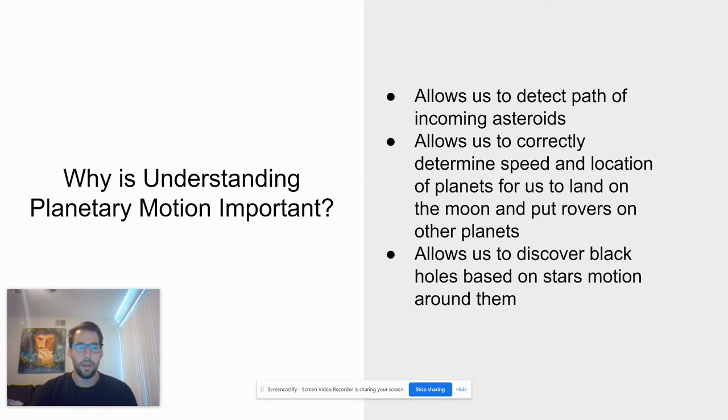So if you're an astronaut, you wouldn't want to be in a situation where they're just kind of guessing where to aim, right? You want them to be as confident as possible. And these laws allow them to be very confident in the location of the moon or landing rovers on Mars. We need to know that stuff in order to do that successfully. And then it allows us to discover black holes based on the star's motion around them. So if we can accurately predict the motion of a star or an object around another one, then we can place exactly where, let's say, a black hole that you can't see. We know exactly where it is because of these laws.